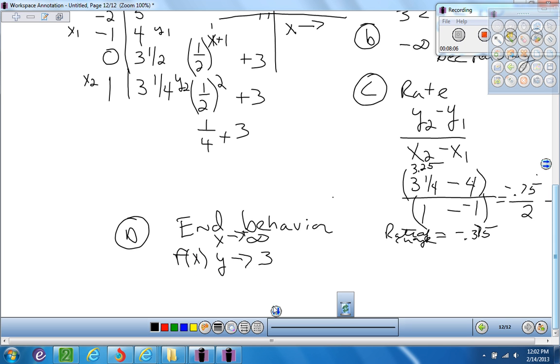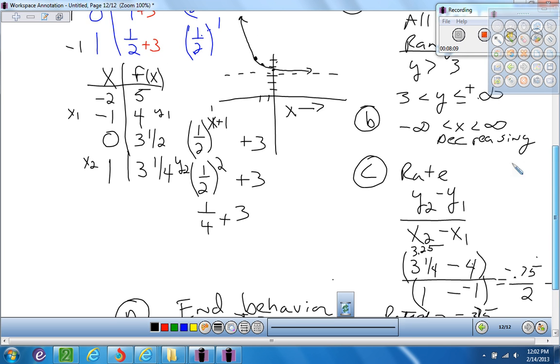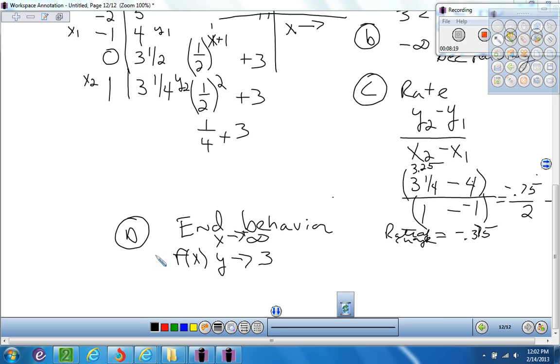Now if you look at the other side, as x is going to negative infinity, so as x is going this way, what's happening to y's? Well, they're getting more and more positive. So we would say as x goes to negative infinity, as x's are getting more and more negative, the y's, or the f of x, is getting more positive. So we'd say it goes to positive infinity. Okay, and so we've kind of answered those.